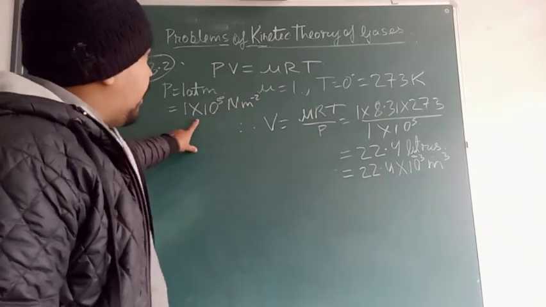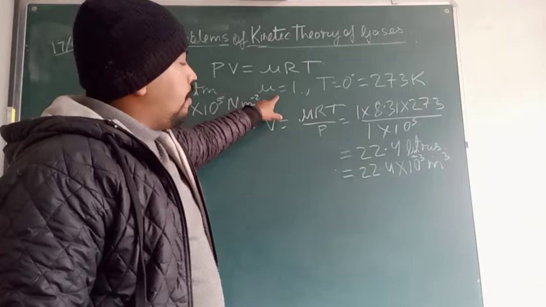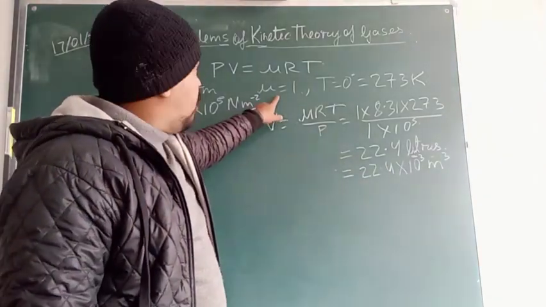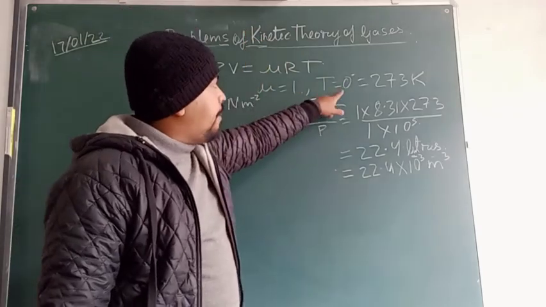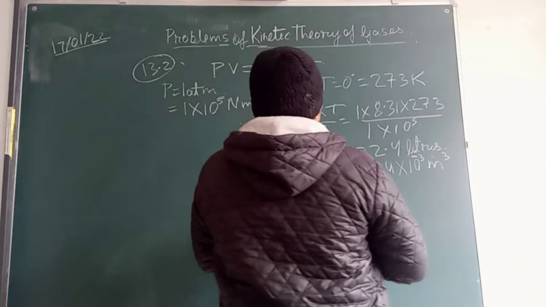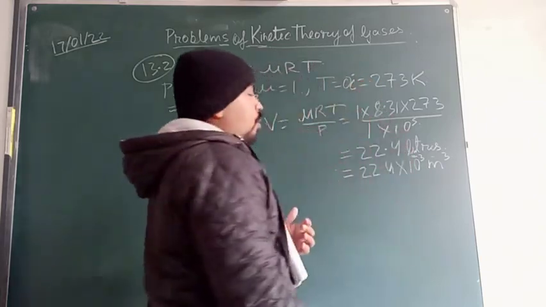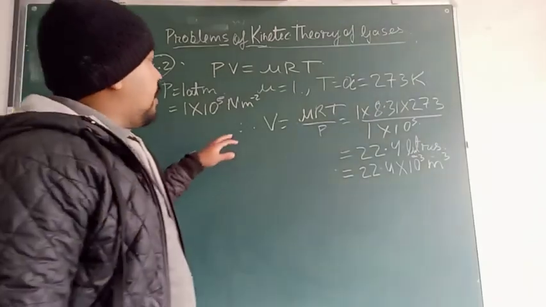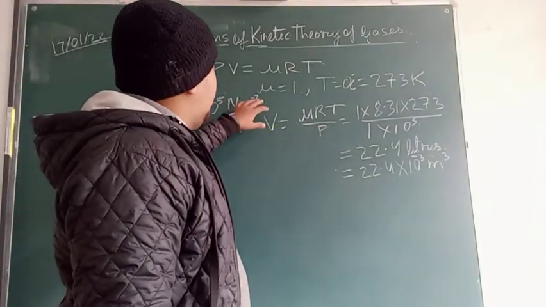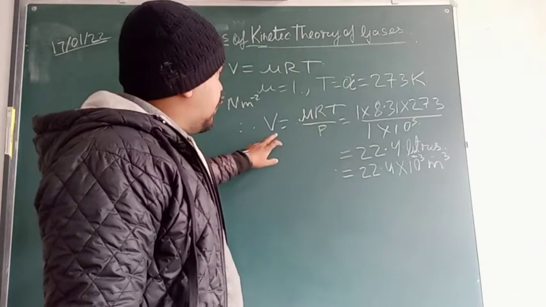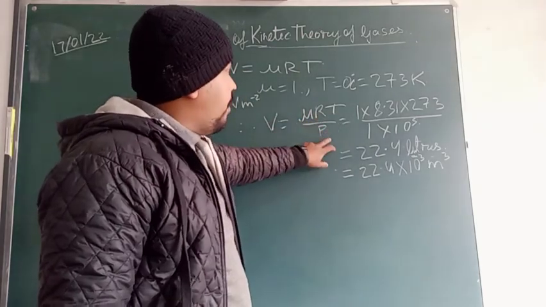Okay, and we are having the value of what? Mu also, that is number of moles. Because we have to calculate for 1 mole, mu will be equal to 1. Temperature at STP we know is 0 degree centigrade, so we have to convert the centigrade into 273 Kelvin for STP. After converting these we have to put the required values in this expression to calculate V, that is volume, equal to mu into R into T upon P.